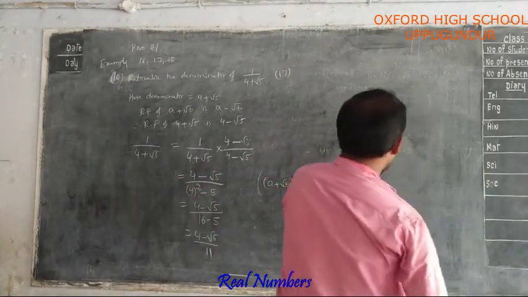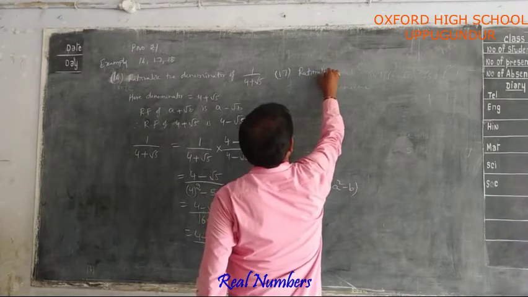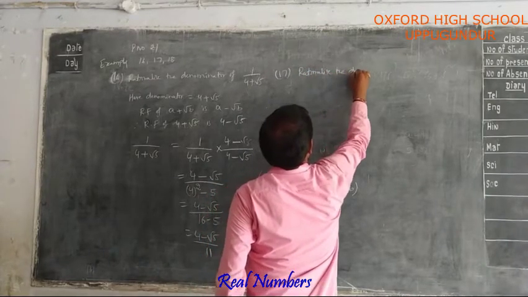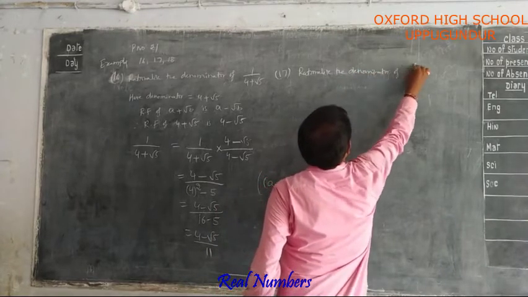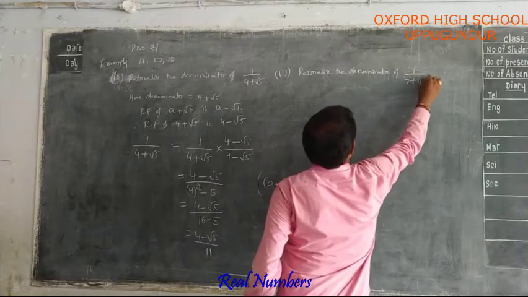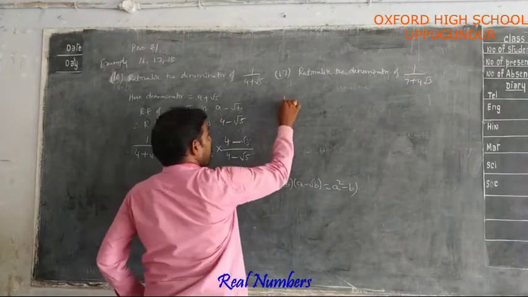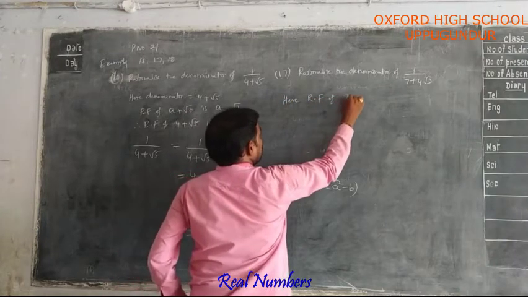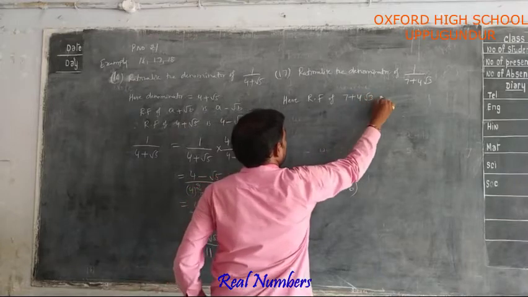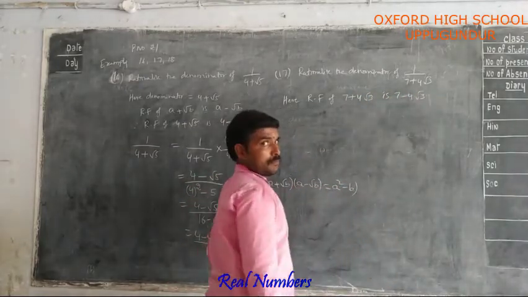Rationalize the denominator of 1 by 7 plus 4 root 3. Here, the rationalizing factor of 7 plus 4 root 3 is 7 minus 4 root 3.